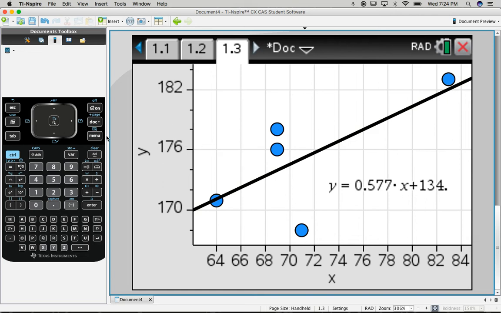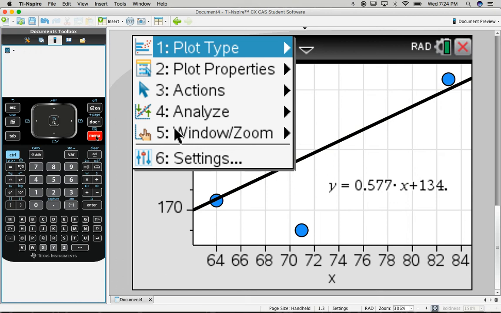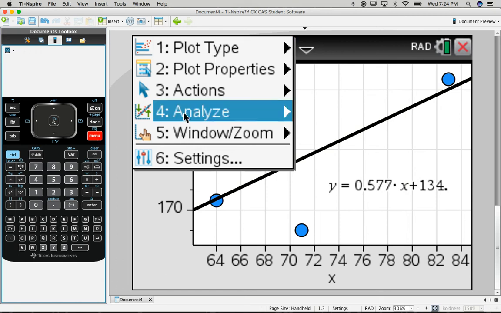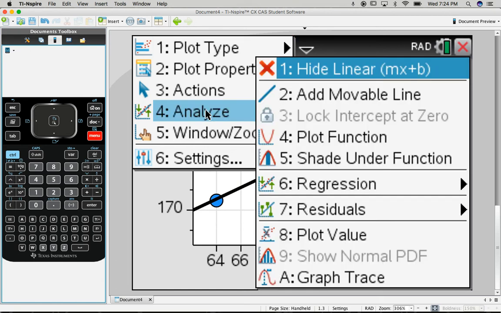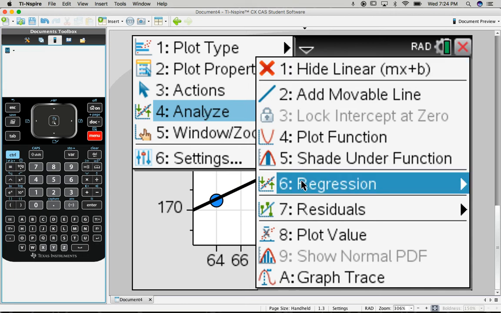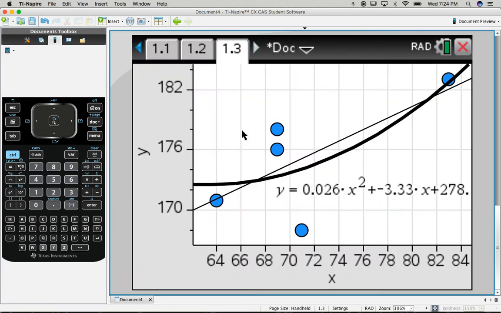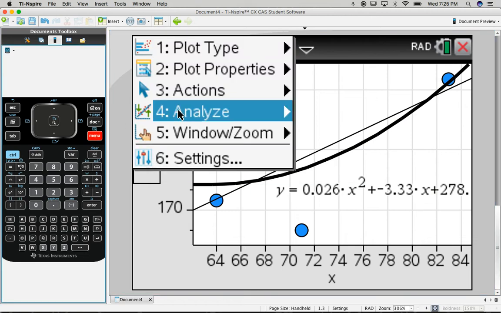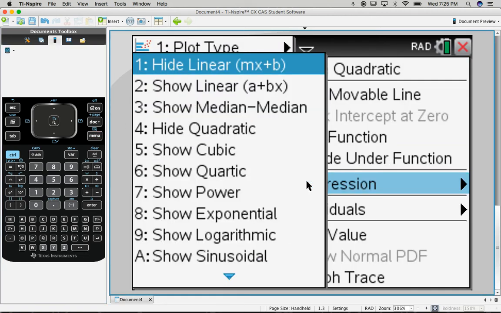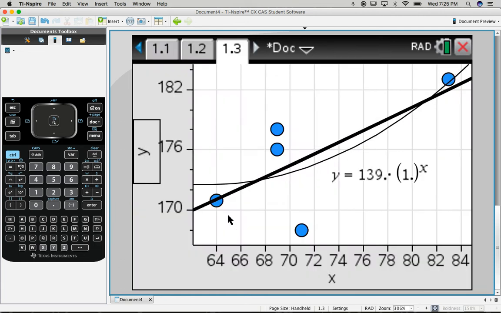Okay. If I didn't think that that was good enough and it had way too much error and it wasn't an accurate or close prediction of this model, I could have tried another regression. I could have tried something like quadratic. Maybe it's quadratic. And there's my quadratic equation, ax squared plus bx plus c. Okay. Or I could have even done analyze, regression. We're in exponentials right now, and logarithmic. Here's an exponential model. Y equals a times b to the power of x.